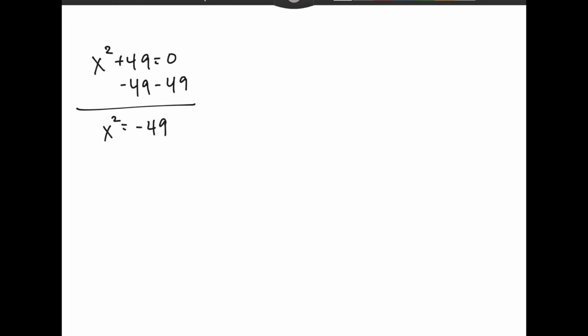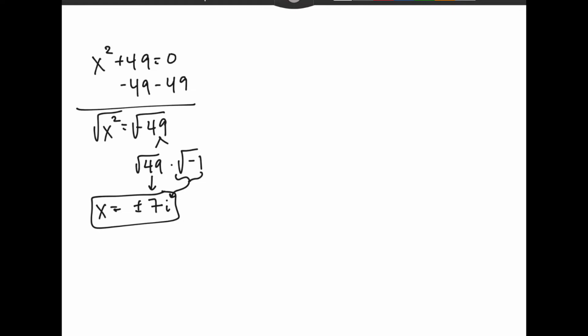So let's say I gave you x squared plus 49 equals 0. If we follow the same steps, x squared equals negative 49. Take the square root of both sides. If I break this down, that's the square root of 49 times the square root of negative 1. So x equals plus or minus 7 from here, and we said this right here is i. So the answer is x equals plus or minus 7i.